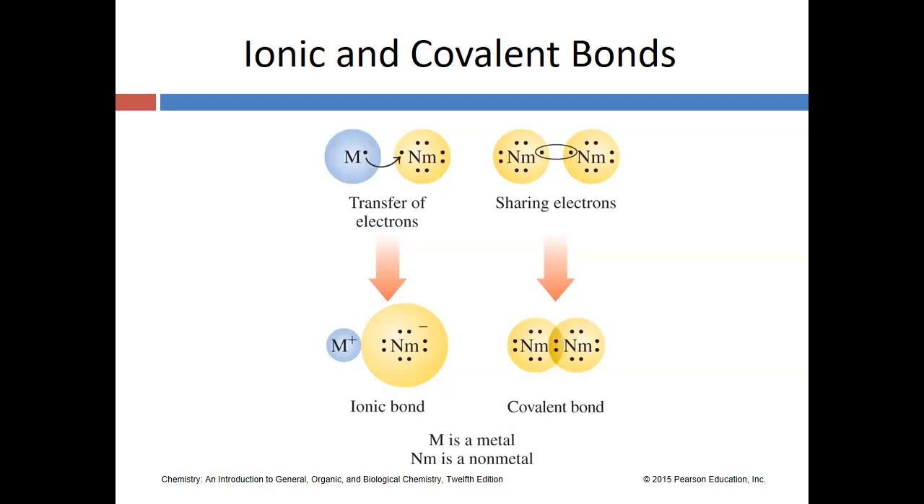So this illustration just shows what's going on here. The M refers to a metal atom, NM refers to a non-metal. What we can see in the top one on the left is the metal is giving its electron to the non-metal. The result is I've got a metallic positive ion and a non-metallic negative ion. And those two ions are attracted to each other based upon their opposite charges.